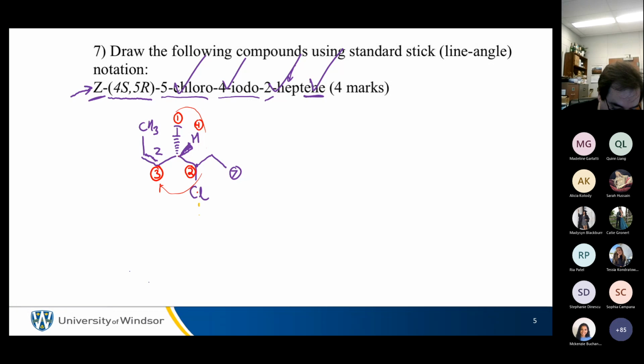Assign priorities. Chlorine is heavy. Hydrogen is light. Note that I'm drawing them on the outside of the V. If you draw them on the inside of the V, and by the V I mean, look, there's a V, if I draw them on the inside of the V, I'm going to get this wrong. I have to draw them on the outside, like this.